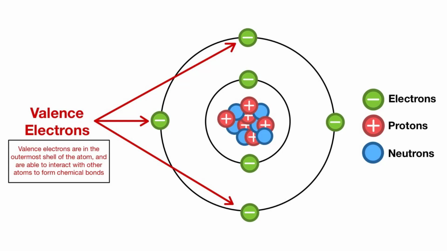Imagine electrons as tiny particles orbiting a nucleus in specific energy levels or shells. As we move across a period on the periodic table, electrons are added to the same outermost shell. When we move down a group, a new electron shell is added. These outermost electrons, called valence electrons, are the ones involved in chemical bonding.